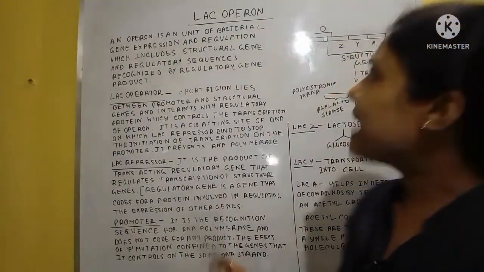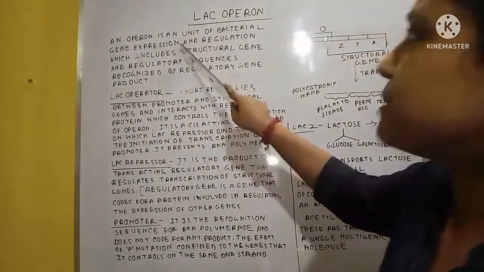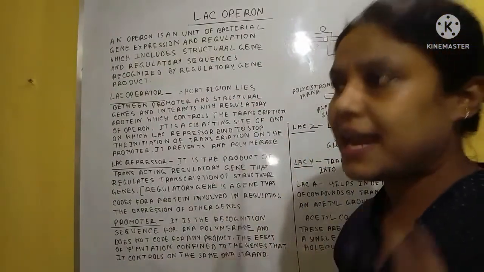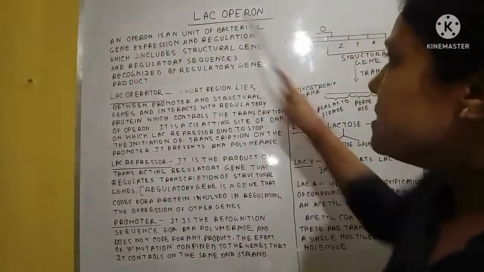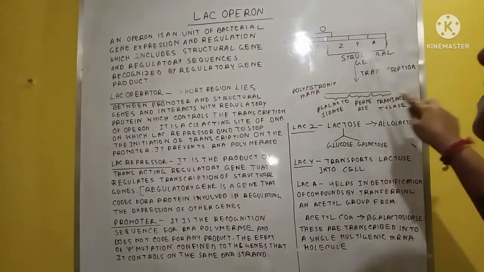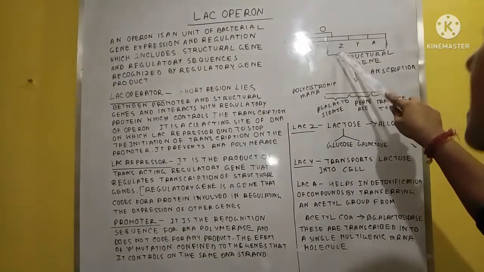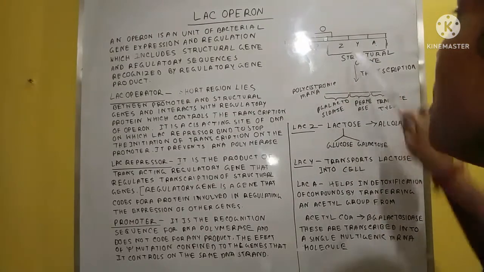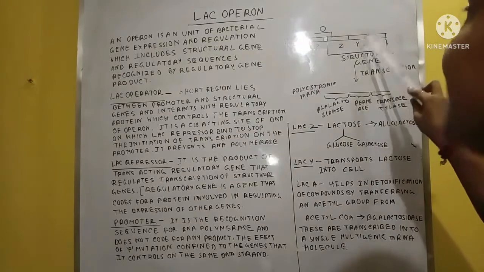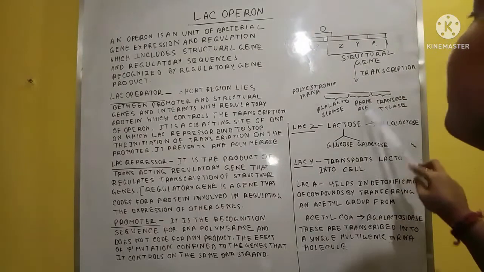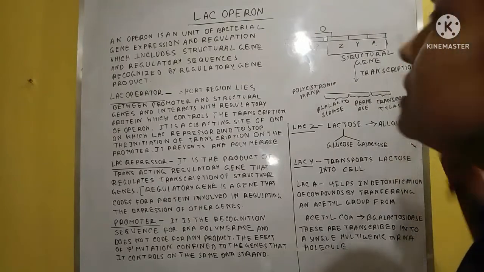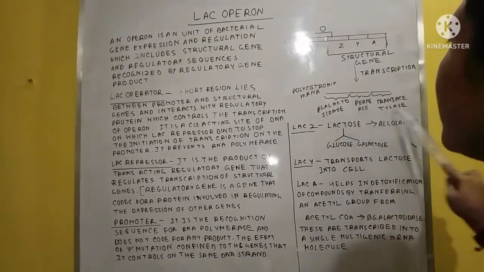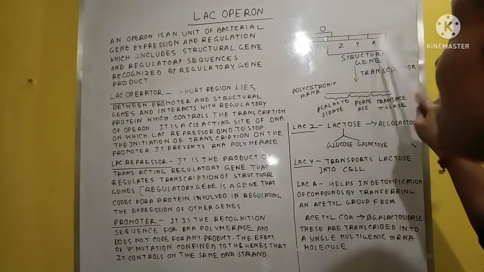So Lac Operon is a unit of bacterial gene expression and regulation that includes two kinds of genes. One is the structural genes and another is the regulatory genes. The structural genes are three: Z, Y, A. Z encodes the enzyme beta-galactosidase. Y is another structural gene that encodes the enzyme permease. And A is another structural gene that encodes the enzyme trans-acetylase. So these are the enzymes that bind to these three structural genes.